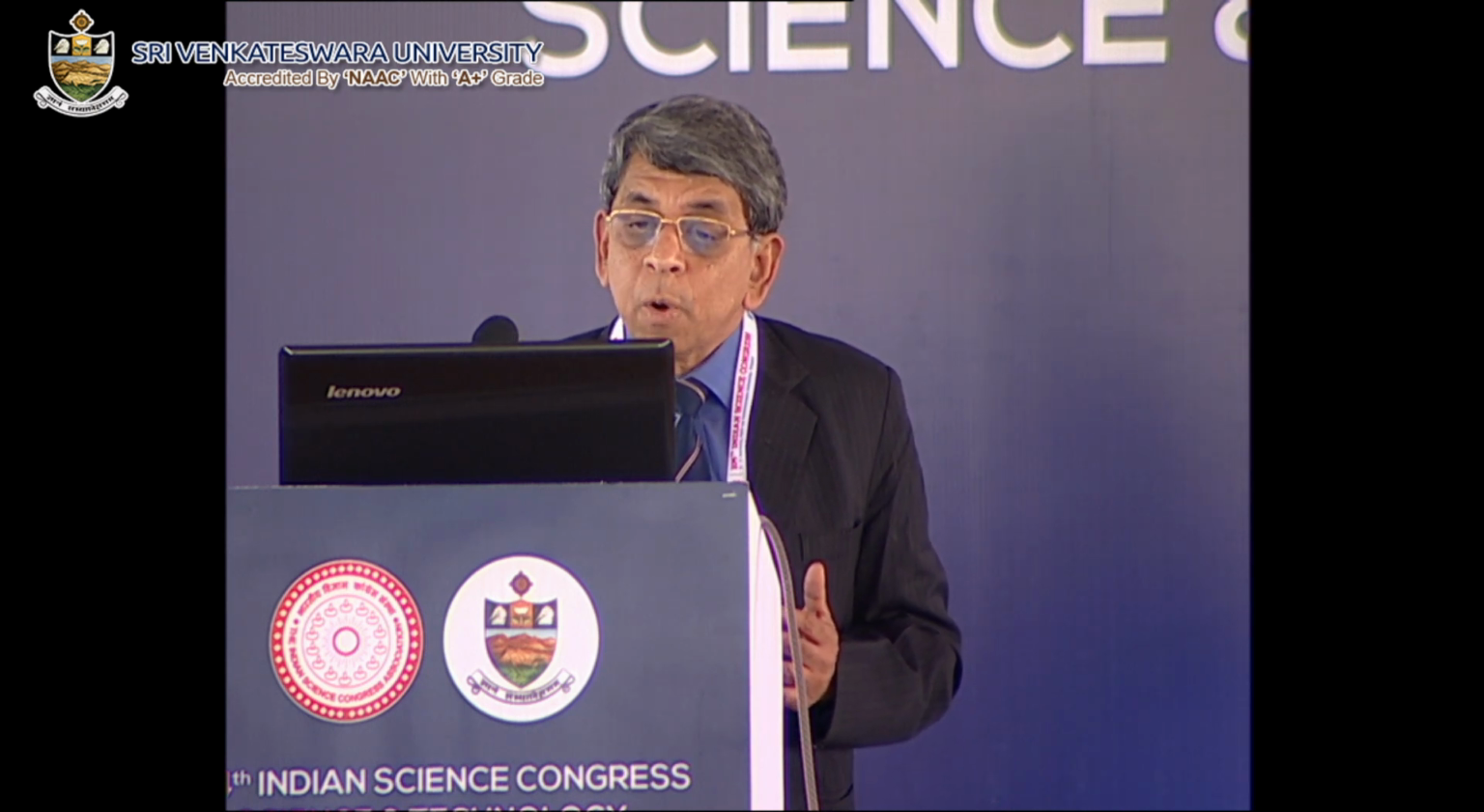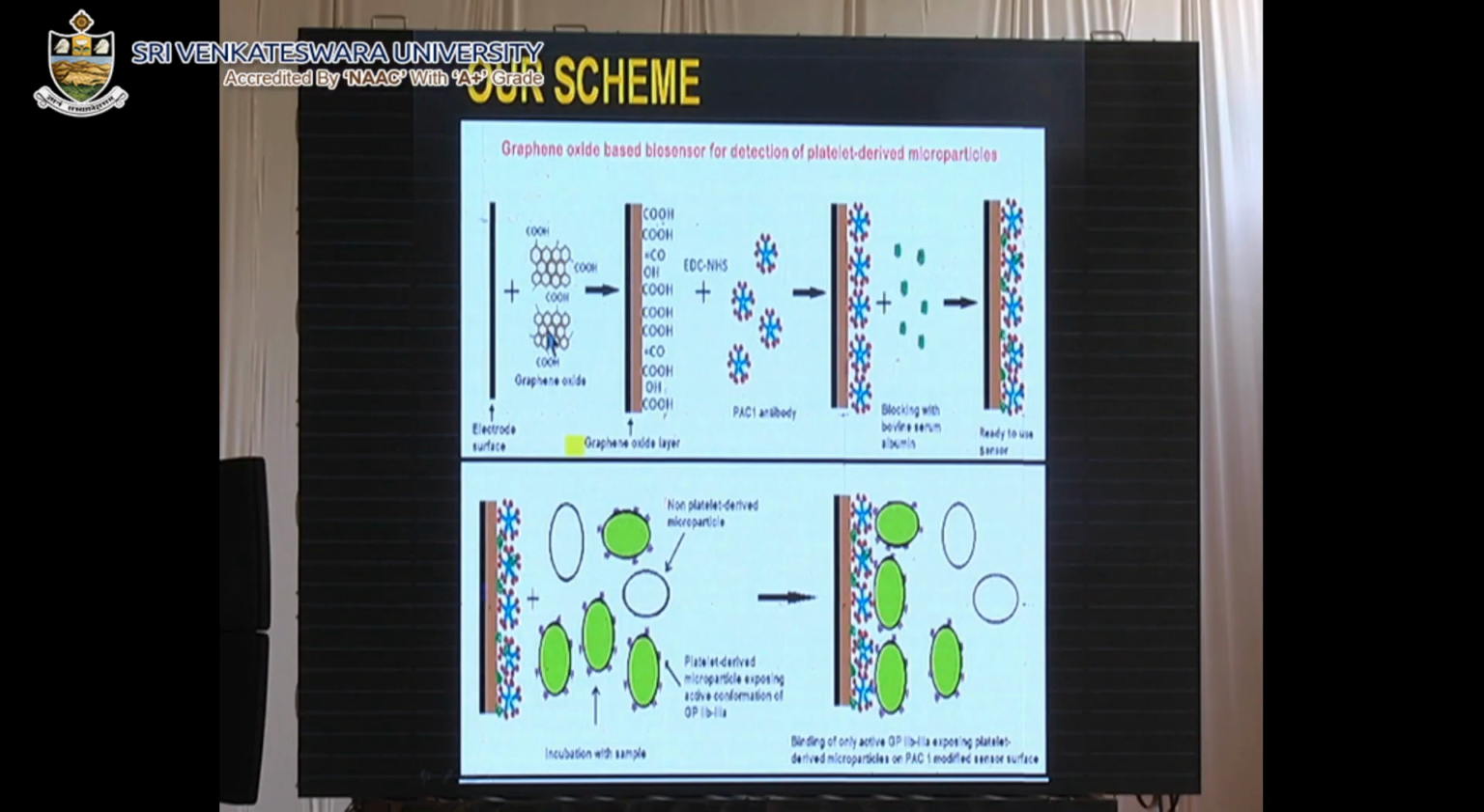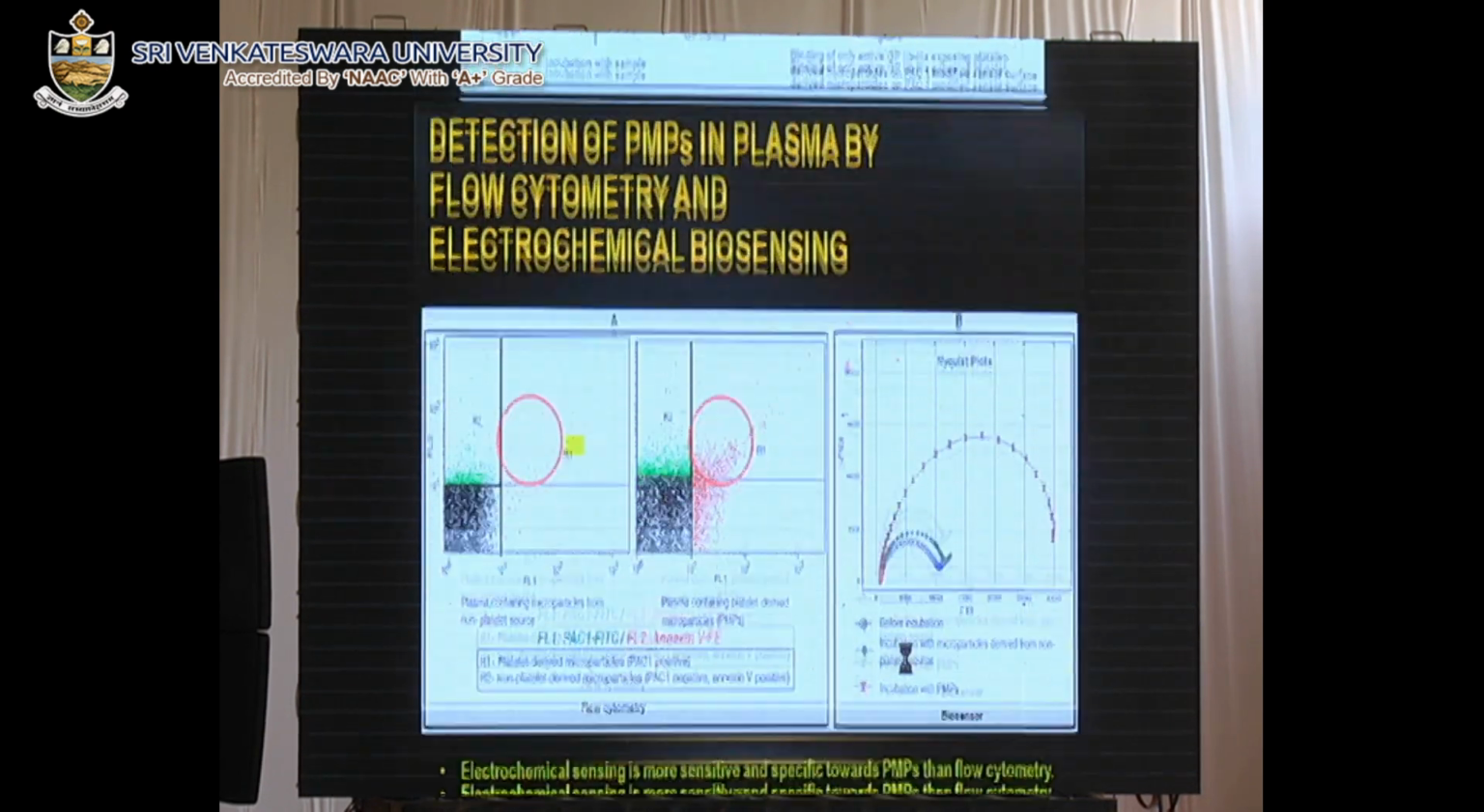You have the electrode, working electrode. We have the graphene oxide. Now you coat the electrode with graphene oxide layer. Then you take your antibody, and there is a blocking step. You block it, and now you are ready with your sensor. Now you put your blood here, platelet poor plasma. You don't know what microparticles are there. These green microparticles in this picture, they are derived from platelets. They have the epitopes. White microparticles, they are from other cells. Now once they are attached here, you see that green microparticles are attached, so you get an impedance signal.